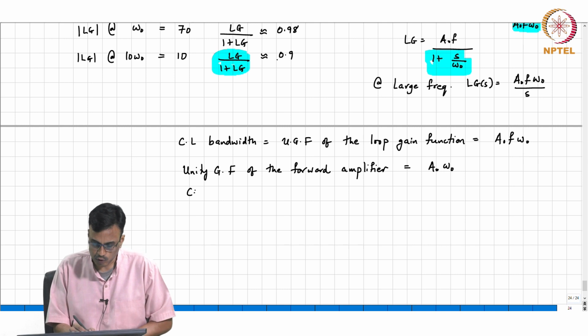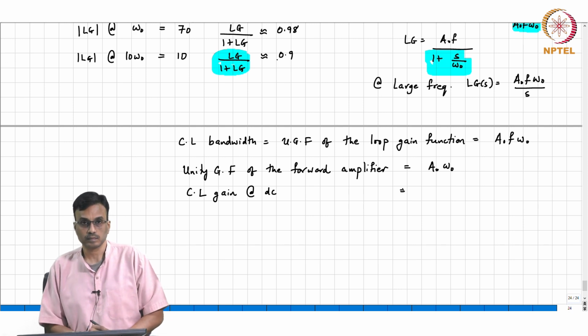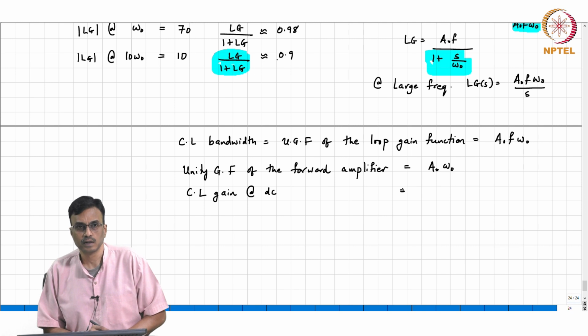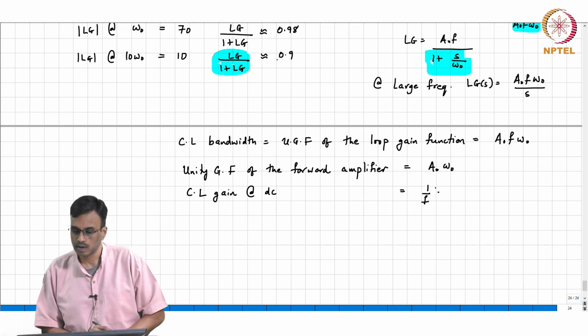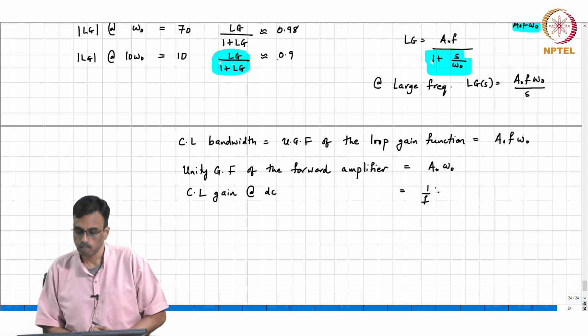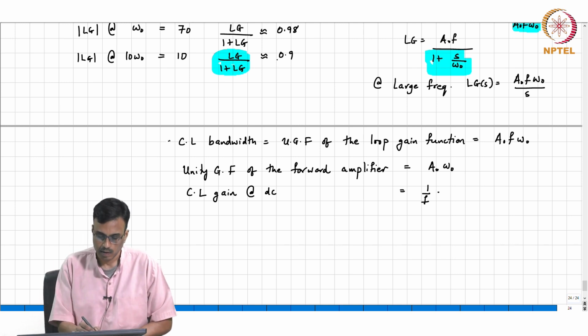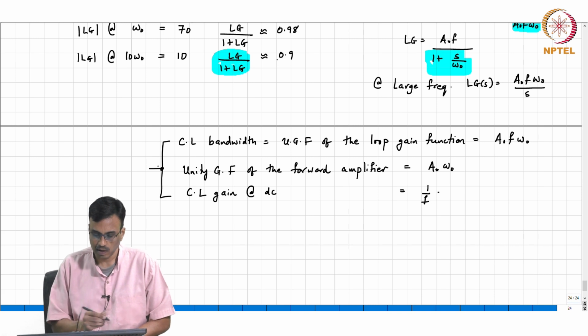So what is the closed loop gain at DC? Approximately, what is the closed loop DC gain? 1 by F. All right. Now, what does this mean? Stare at those two and tell me.